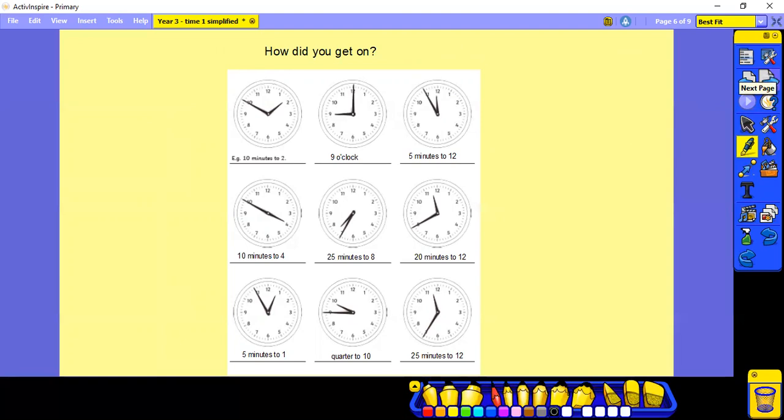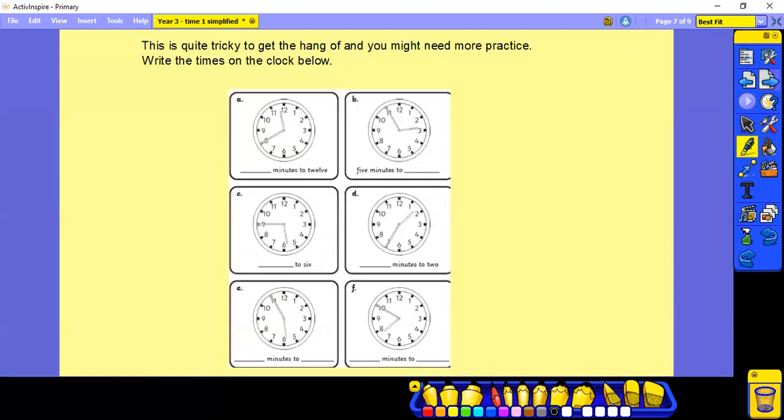So how did you get on? So this one said 9 o'clock, nice and easy. 5 minutes to 12, 10 minutes to 4, 25 minutes to 8, 20 minutes to 12, 5 minutes to 1, 9:45, and 25 minutes to 12. This is quite tricky to get the hang of because you're working towards the next hour and you might need a bit more practice. So have a try at writing the times on the clock below.